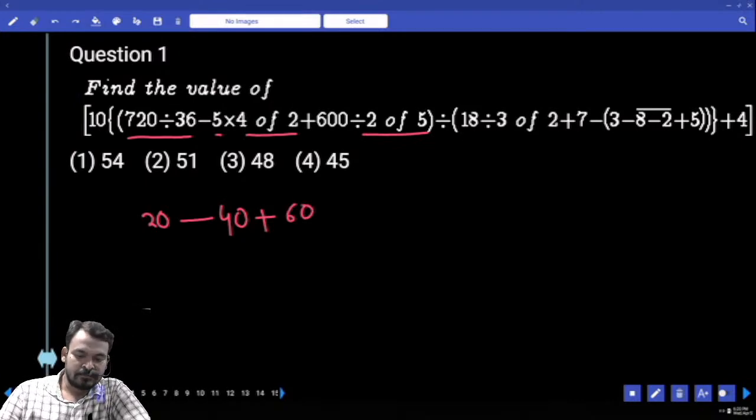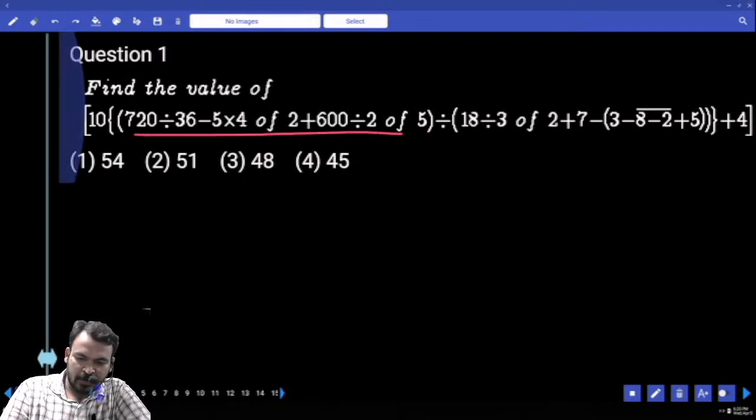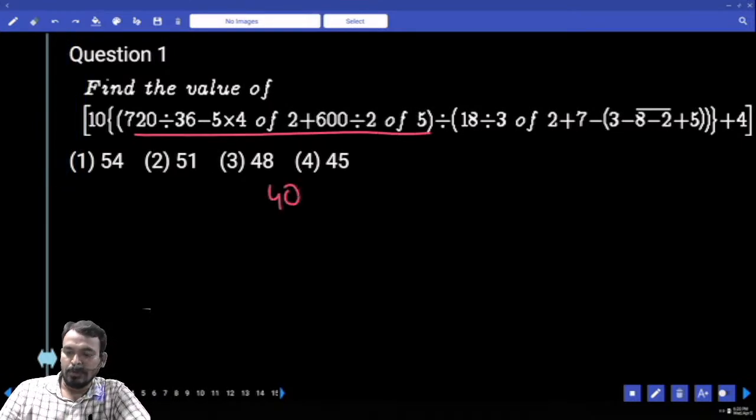60 plus 20, 80. 80 minus 40, 40. This total value we are getting, 40, or not? That is numerator or denominator? Numerator. Again we require the denominator value.